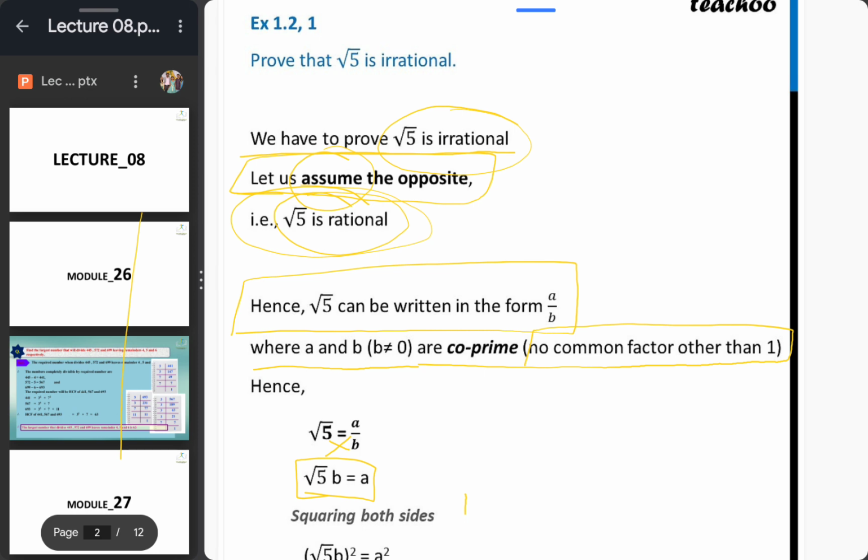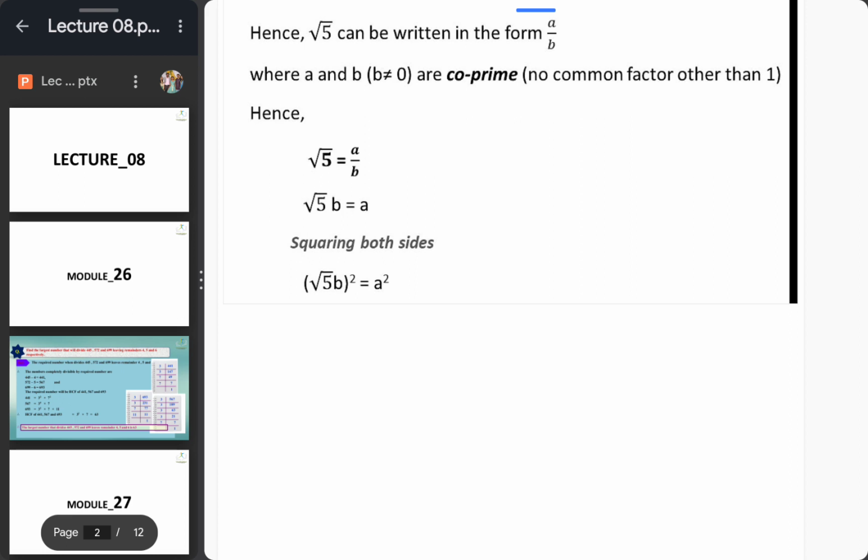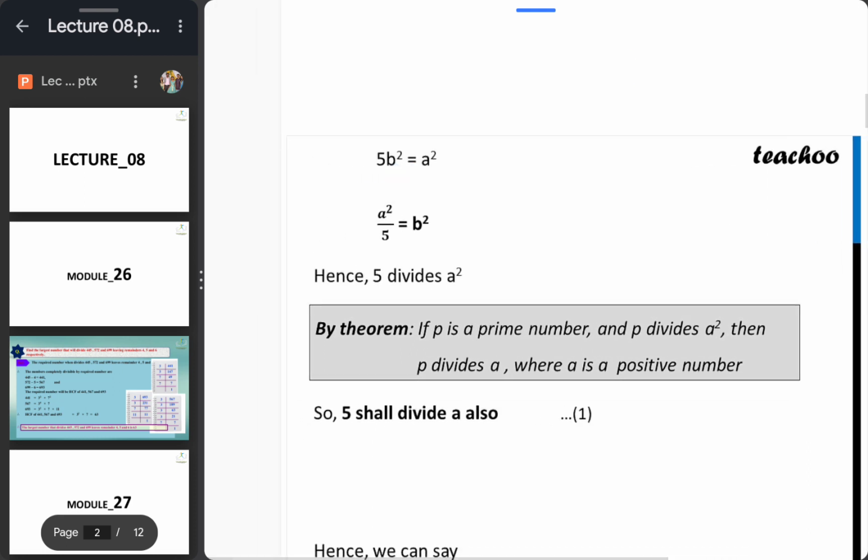Squaring on both sides, we get 5b squared is equal to a squared. Then shift this 5 to the right-hand side: a squared divided by 5 is equal to b squared.